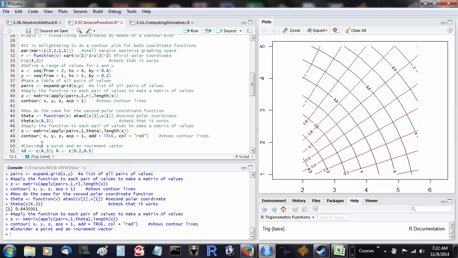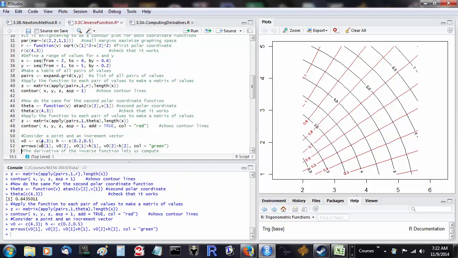Now let's pick our usual point, (4, 3), and let's consider making a not too big change in x and y, an increment where x goes up by 0.2, y goes up by 0.5. You can see that represented by the green arrow on the screen. We are changing the values of x and y from the values at the tail to the values at the head.